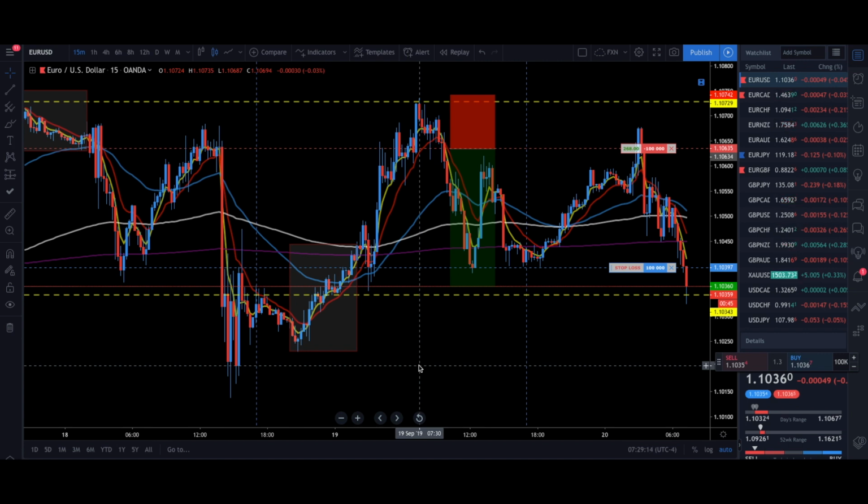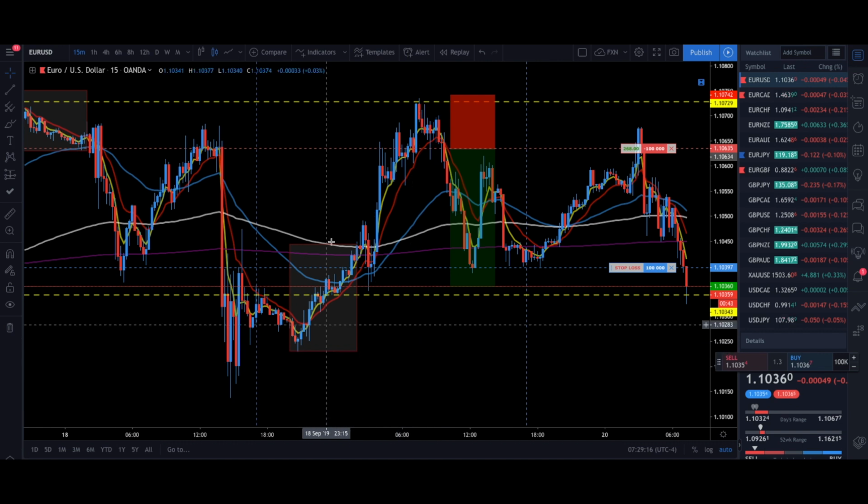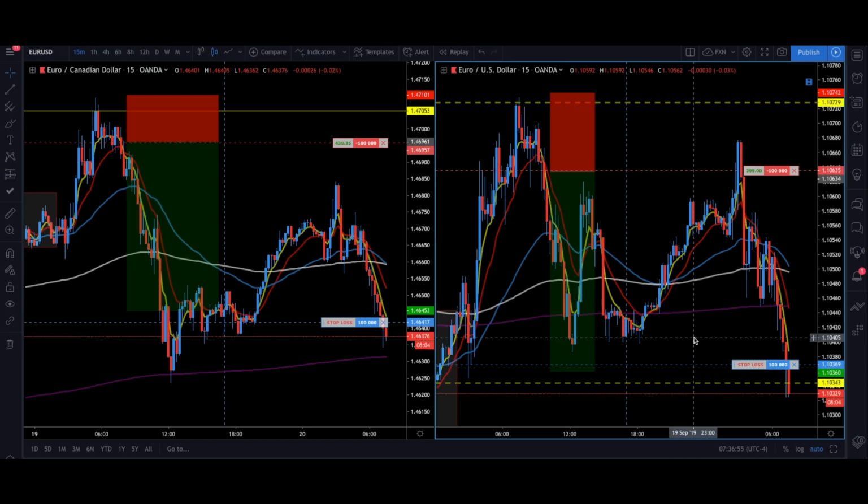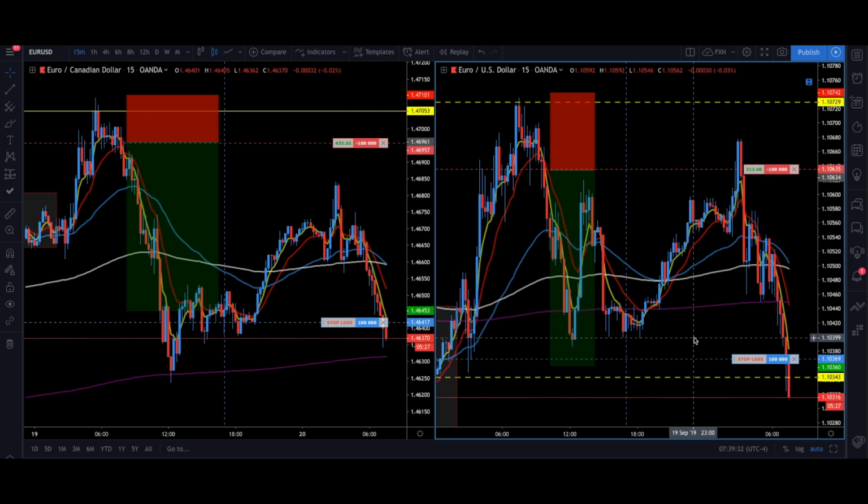And now we come into a situation where we can start to think about how we can extend these two trades to get the maximum benefit from them. As you can see, what I try to do is give it room to breathe, but at the same time you want to protect your profits.